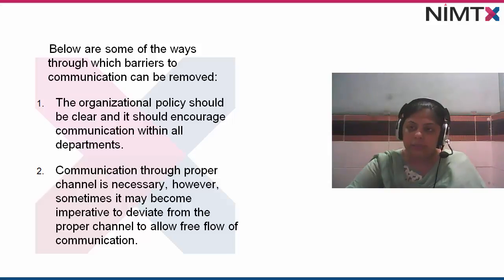A manager is standing beside me. He can tell me orally what he wants, but the organization wants him to write an email, so he will write an email to me. So sometimes there can be a deviation, and the organization should allow it.